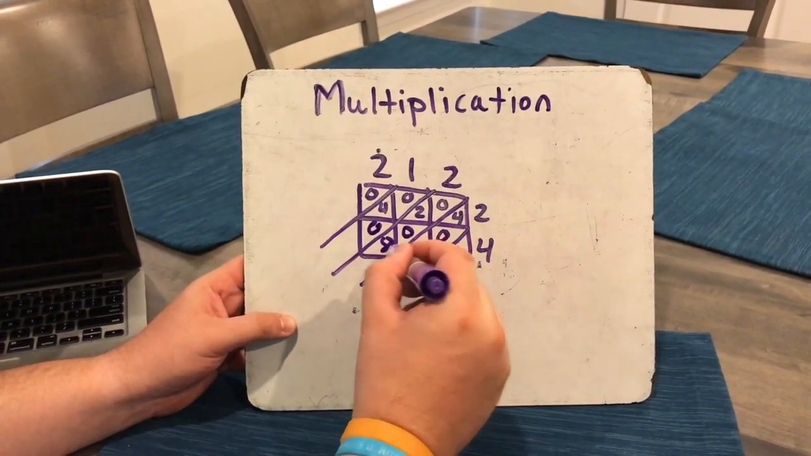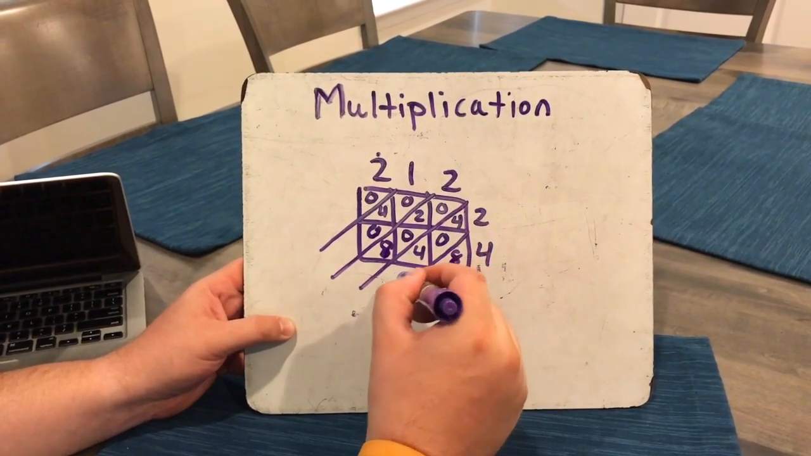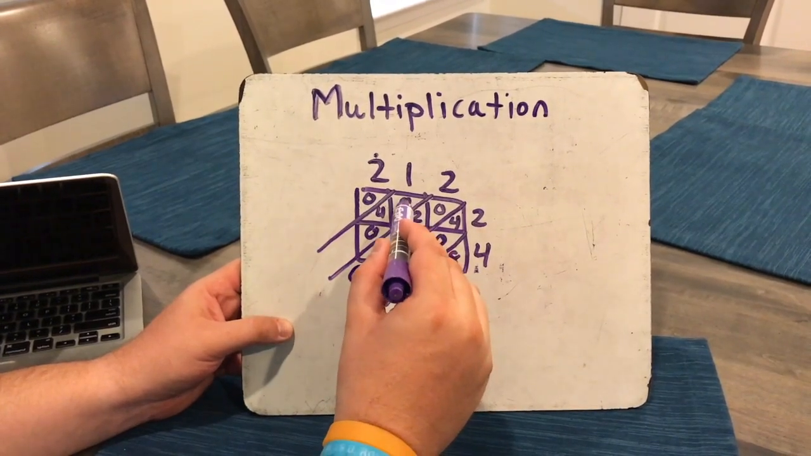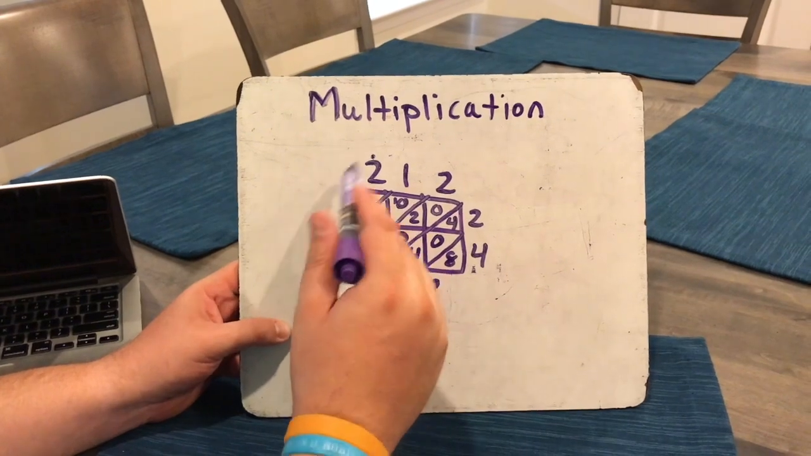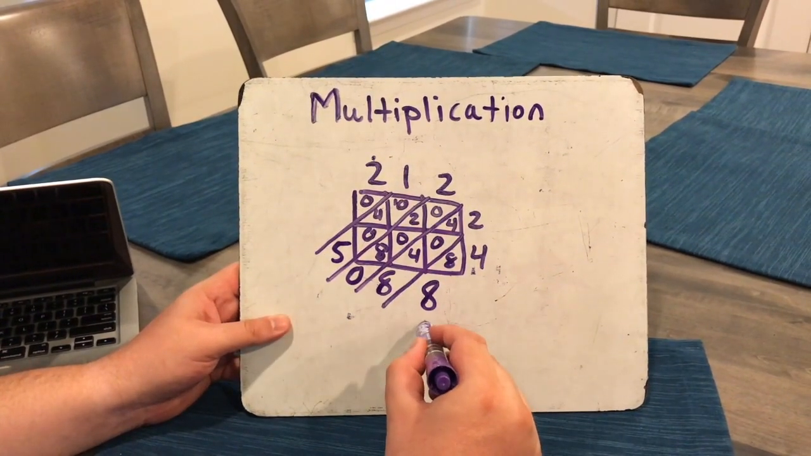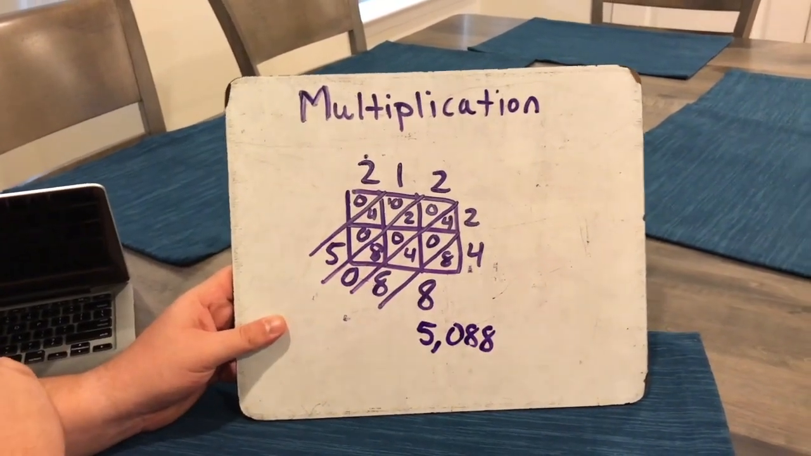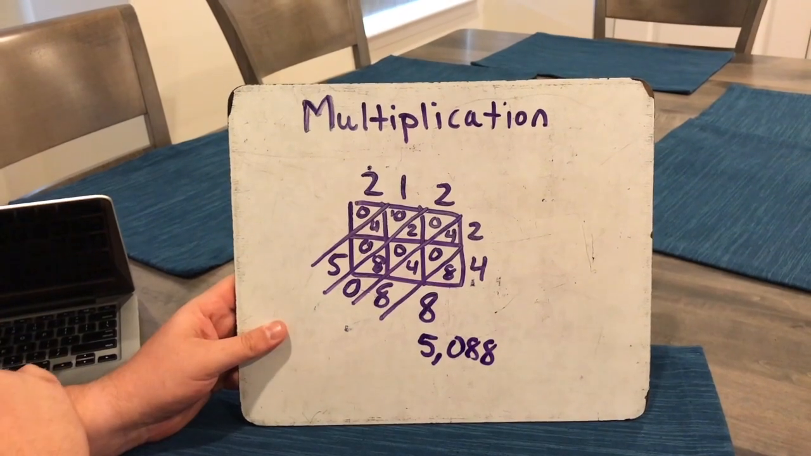And just add everything up again. 8 by itself, 4 plus 4 is 8. 8 plus 2 is 10. Carry the 1. 4 plus 1 is 5. Nothing up there. The answer is 5,088.